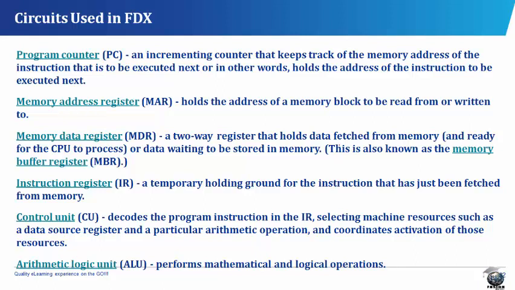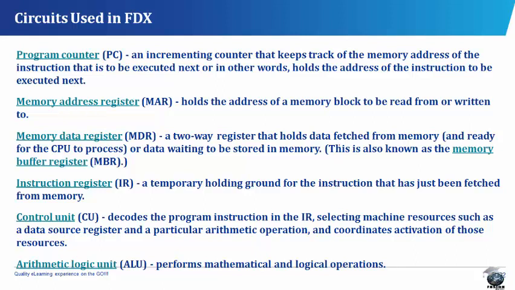We also have the instruction register, which is a temporary holding ground for the instructions that have just been fetched from memory. We also have the control unit, which decodes the program instruction in the IR, that is the instruction register, selecting machine resources such as the data resource register, and a particular arithmetic operation, and coordinates activation of those resources. We now have the arithmetic logic unit, the ALU. This performs mathematical and logical operations.